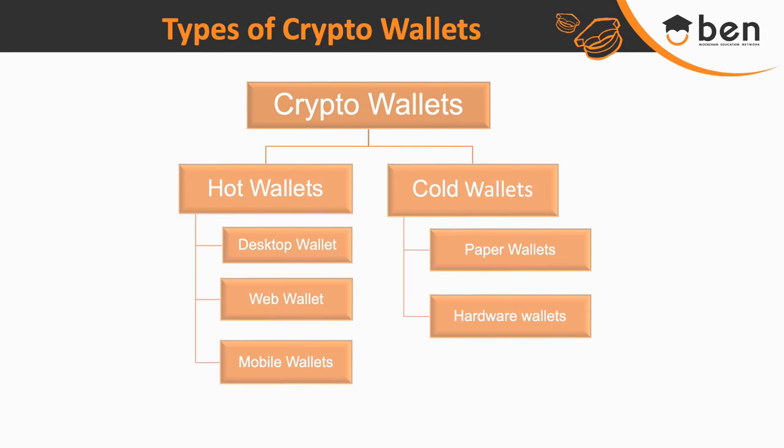Coming to the cold wallets, there are two kinds of cold wallets: paper wallets and hardware wallets. Paper wallets are the most basic wallets, wherein there is a website known as wallet generator. That's one of the websites where you can generate a paper wallet.